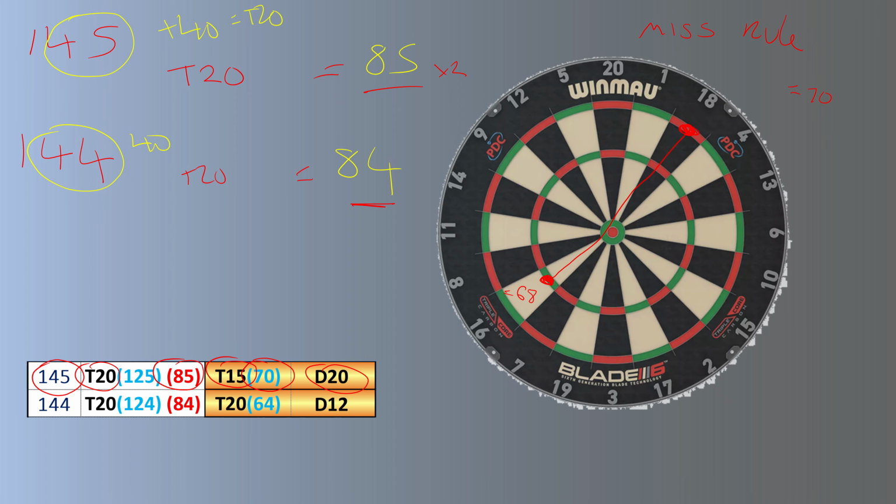And if you want to practice 144, 144 is treble 20, leaving 84. Treble 20, double 12. Hitting the big 20 would leave 64. Those are the ways I would practice it. Of course, you've got a couple more alternatives that we've just mentioned. So nice and quick and easy, that one. 145 and 144. Get your homework done, people. Let me know how you're getting on.